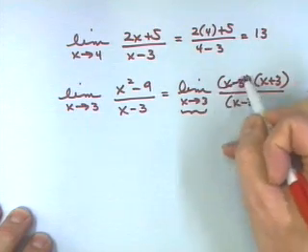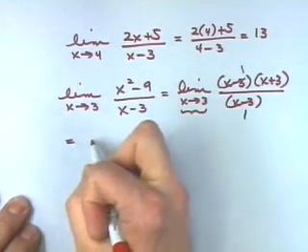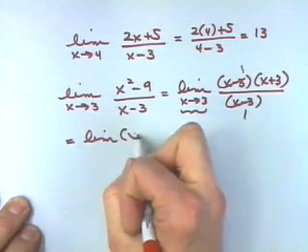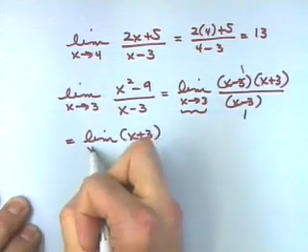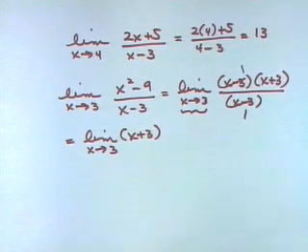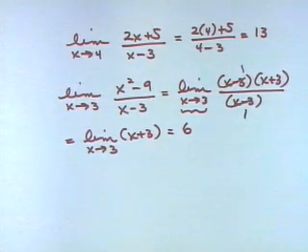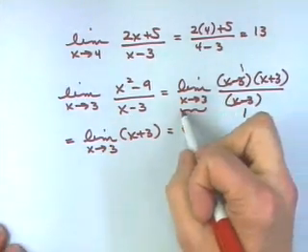X is approaching 3. Let's just strike those. It's some non-zero number over itself. So what we're really evaluating is what's left, which is x plus 3. And what does x plus 3 approach as x approaches 3? 6. It approaches 6.